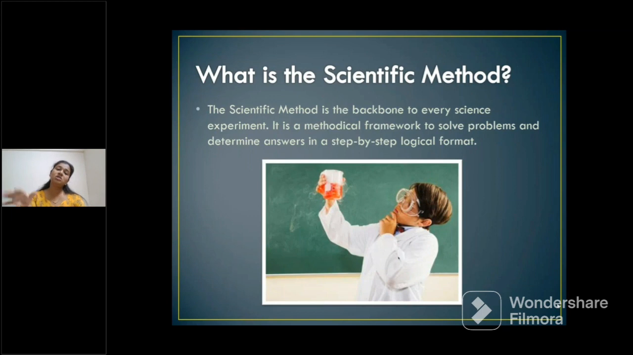It is a methodological framework to solve problems, to come up with different solutions and determine answers in a stepwise format. We have to come up with answers, we have to come up with solutions in a stepwise format. If we are not clear with what is the problem and what we have to identify, we will never be clear with how we are going to resolve a particular problem.